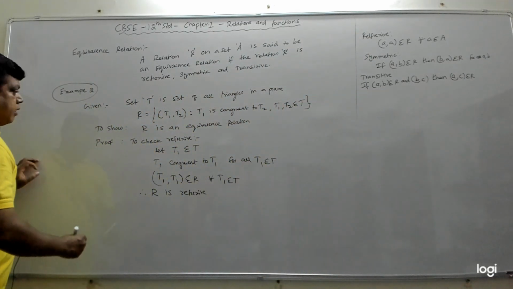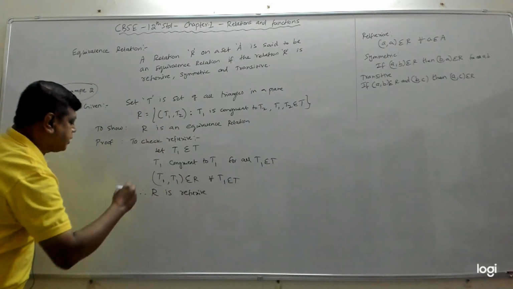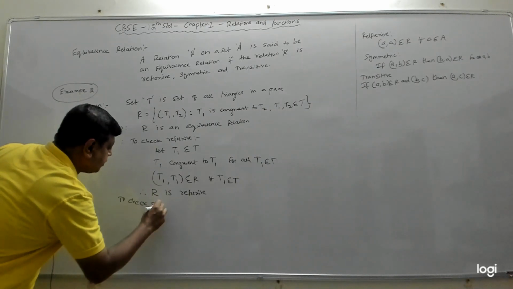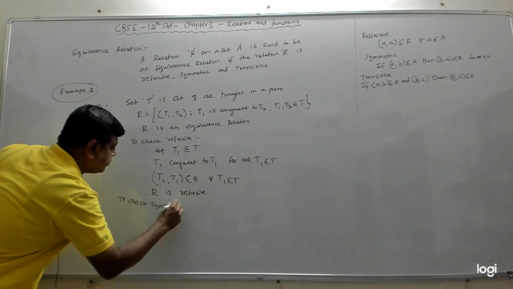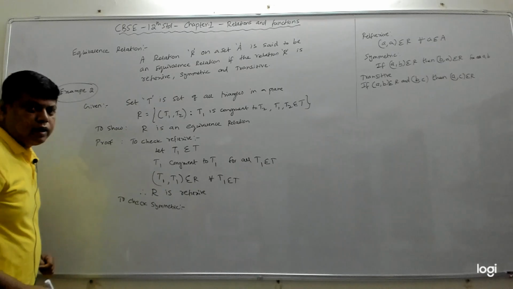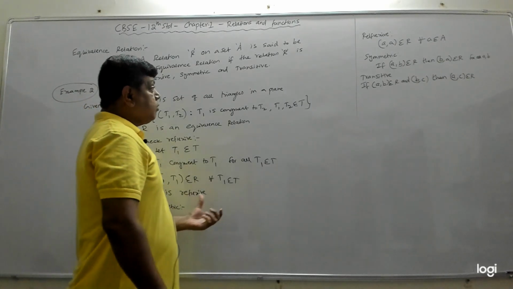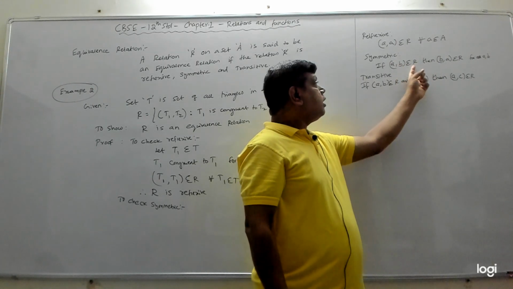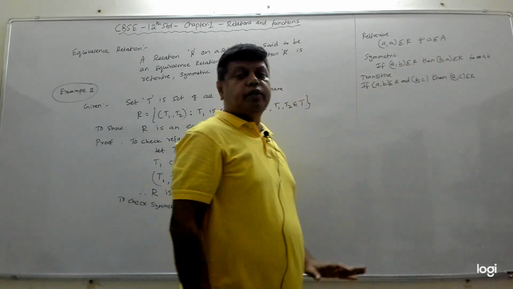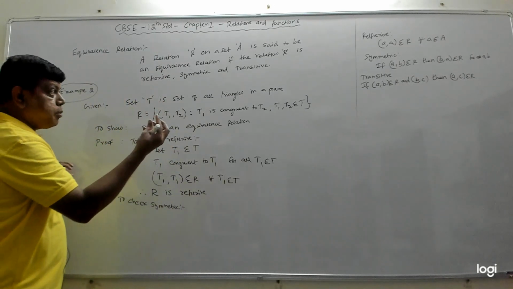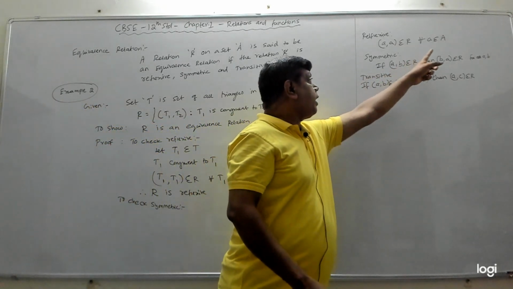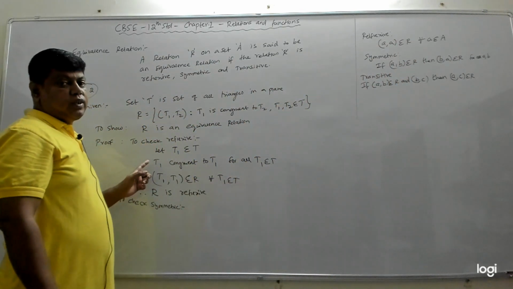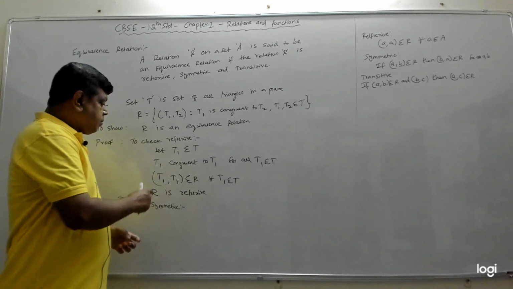Then the second one is we have to check whether it is symmetric. So to check symmetric, which means whether R is a symmetric relation. Now for R to be a symmetric relation, what should we check? We should first take one element from the relation R, and we should show that the reverse is present in that relation. We took an element from T for reflexive. For symmetric, we should take an element from R.